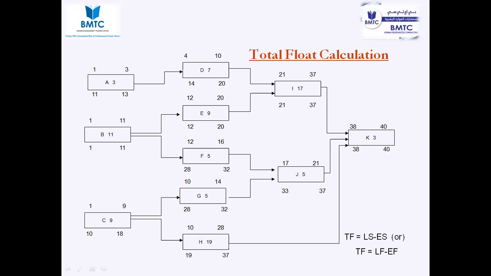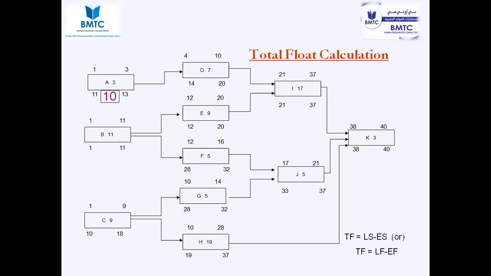Let's start: late start minus early start. What is the float for activity A? 10, right? 11 minus 1, 10. What is B? So that means, with this 0, out of 40 days, you can delay activity A for 10 days. It's in the non-critical path.